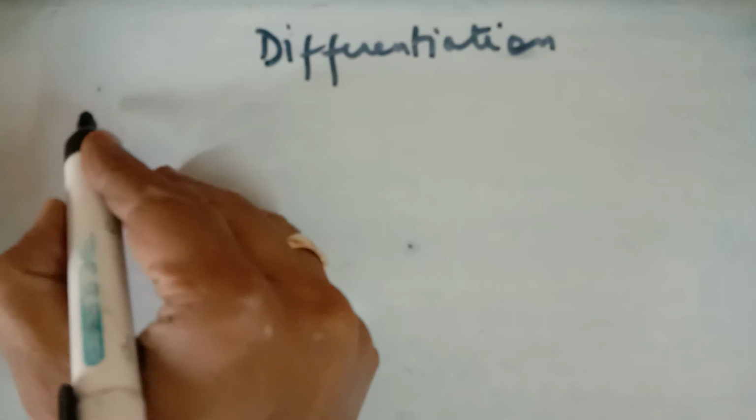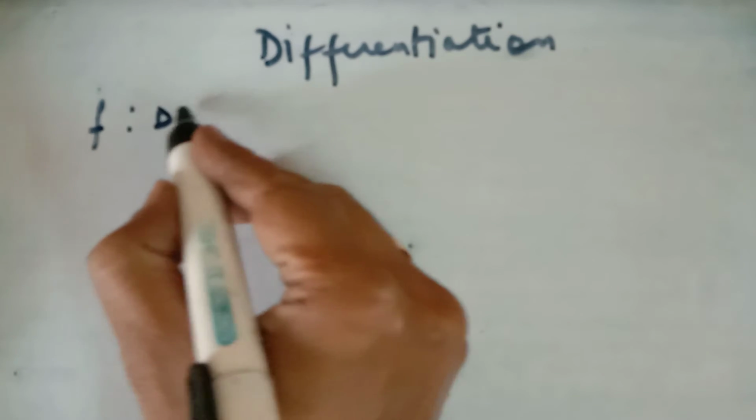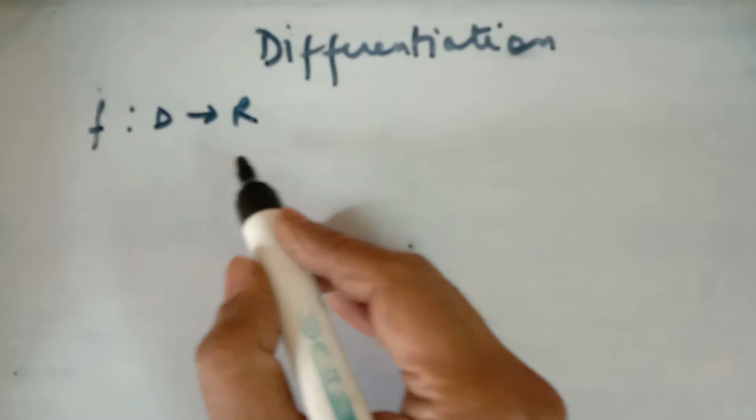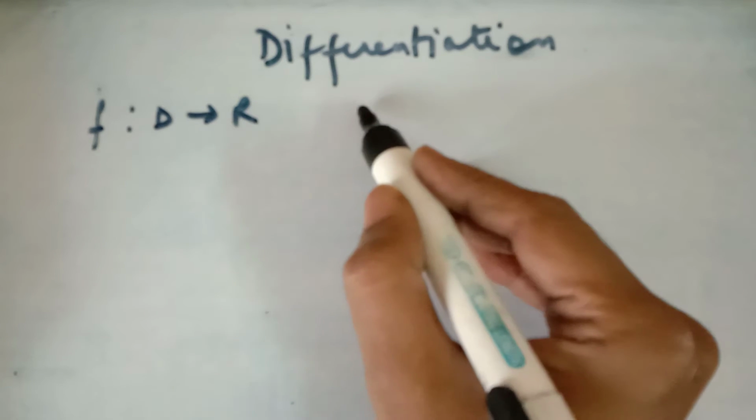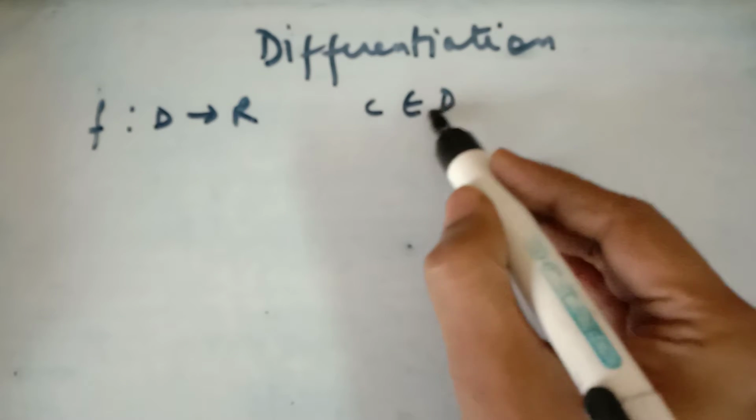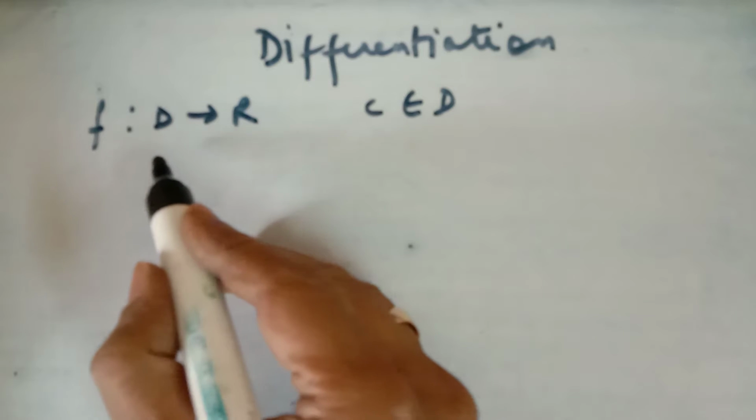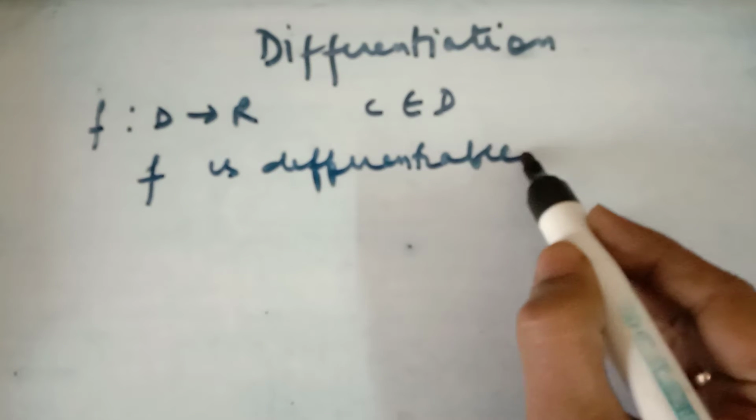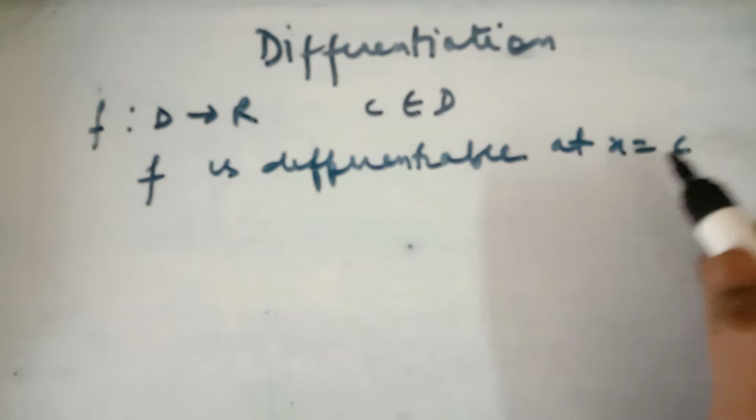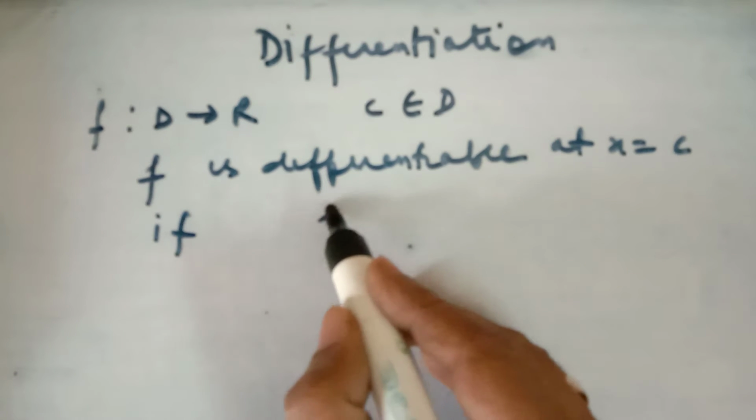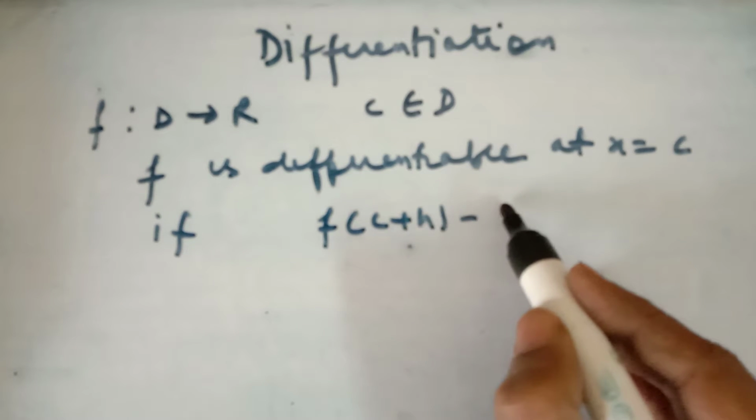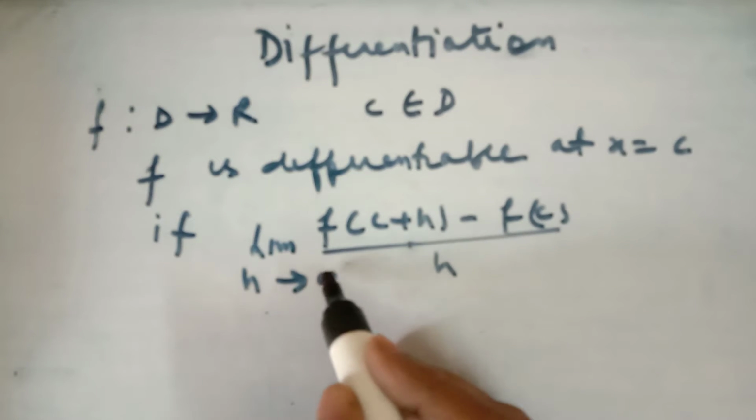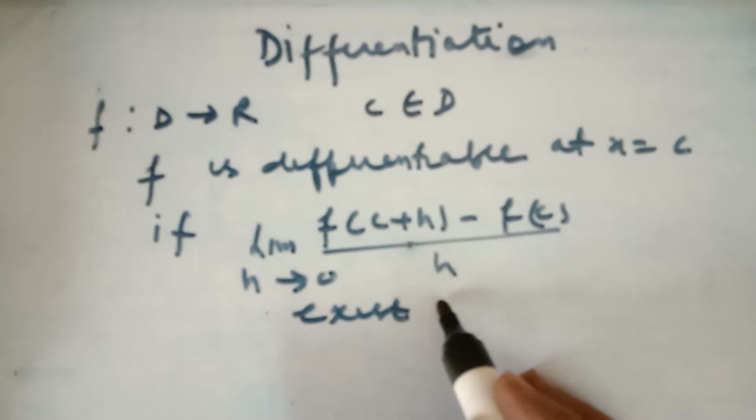Now let us take a function whose domain is D and its range is any real number, where D is an open interval of the real numbers, and let there be a point c belonging to this set D. Then f is said to be differentiable at x equal to c if the limit as h goes to 0 of (f(c + h) - f(c)) / h exists finitely.